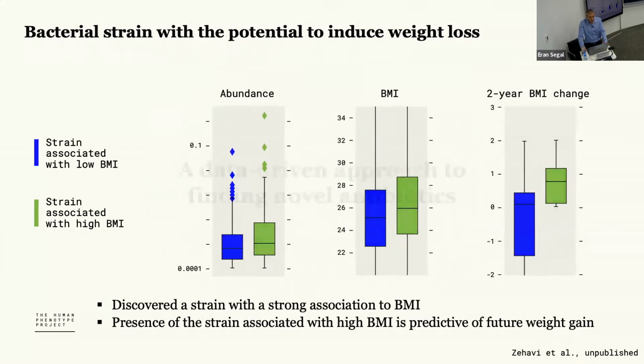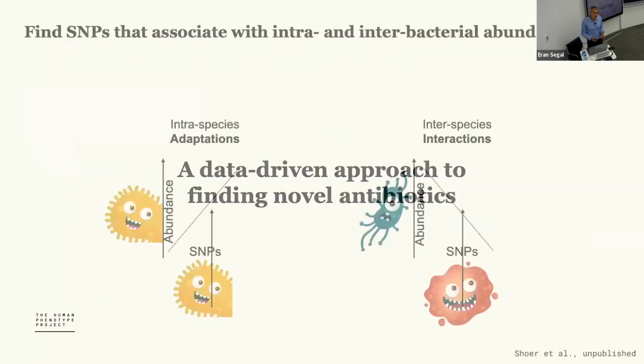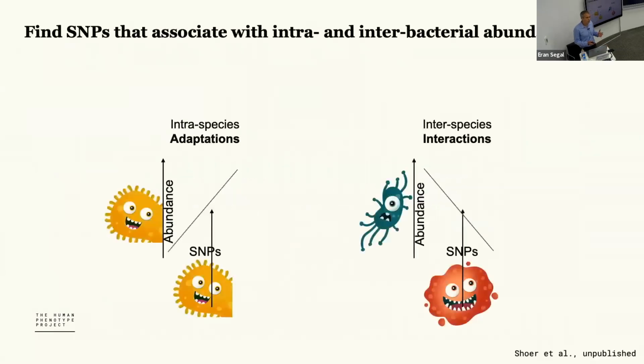The same pipeline we can also use to try and find and discover novel antibiotics. This has become a major issue because heavy use of existing antibiotics has led to a lot of development of antibiotic resistance. And so there's a real need to find novel antibiotics. And so we can use the same pipeline to search for associations now between bacterial genetic variation and not human traits, but abundances and presence of other bacteria.